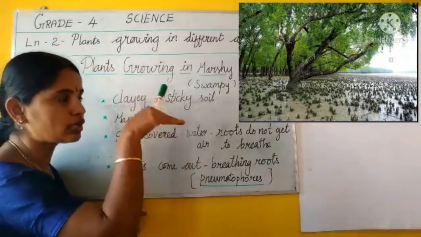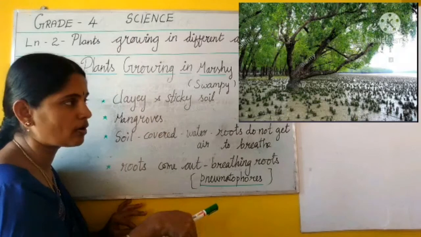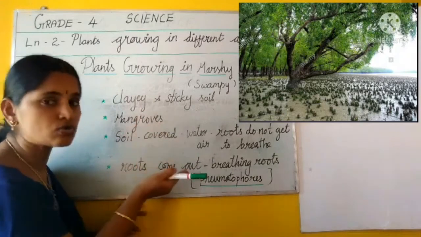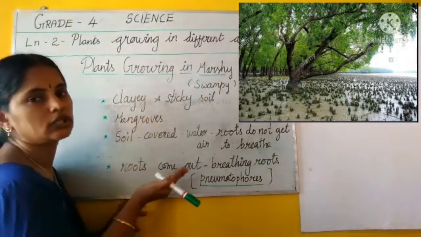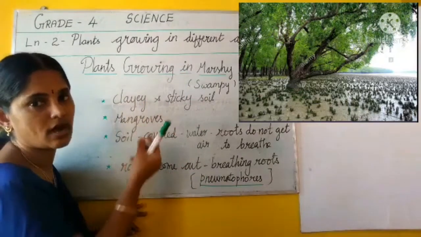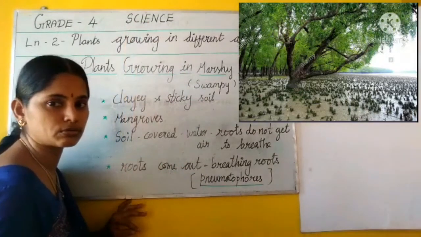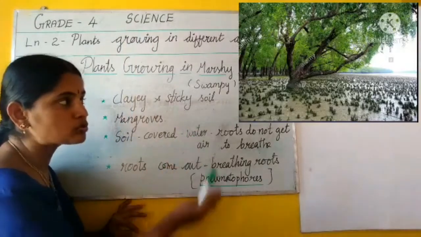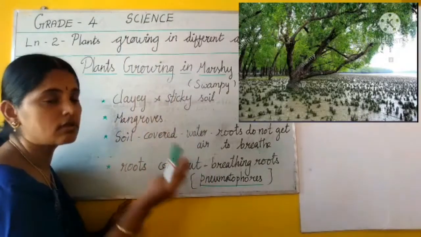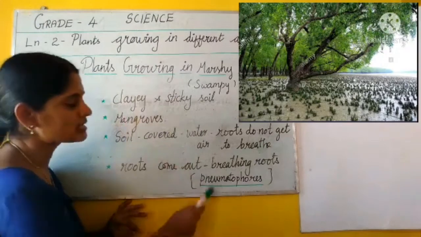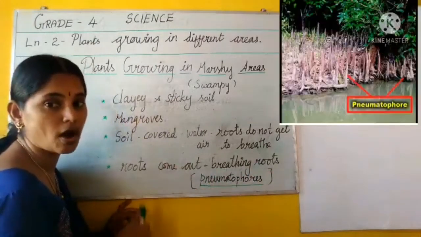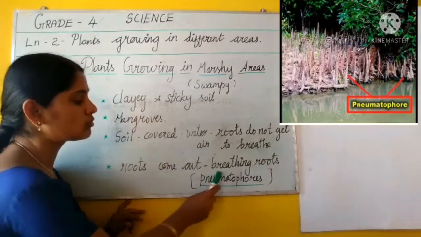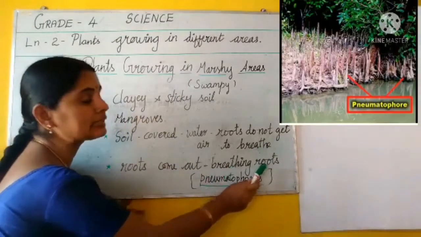The roots usually grow deep into the ground, no? So here in mangrove plants, the roots come out to breathe. They come outside for air. So those roots which come out, those roots we call breathing roots.